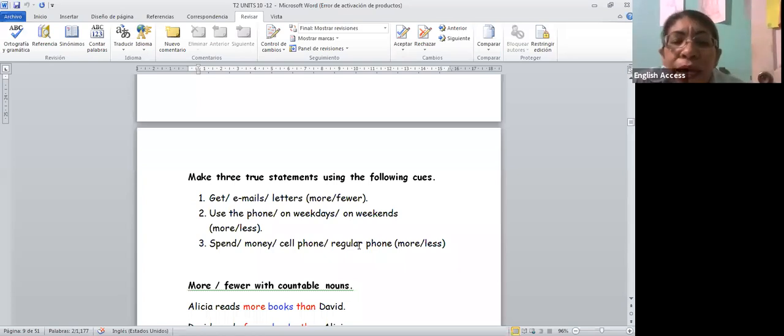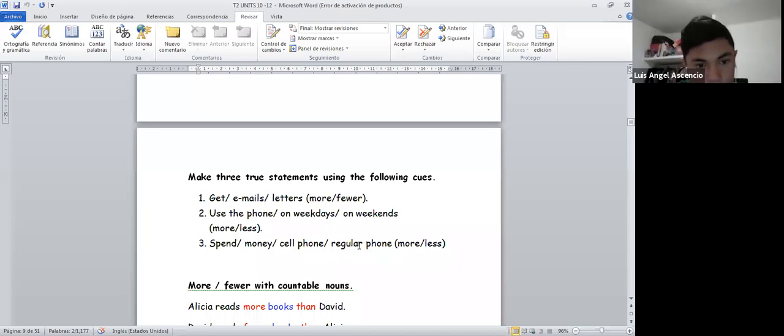Okay, here it says make 3 true statements using the following cues. So what I want you to do now is to write down 3 sentences using this information. For example, in number 1, you have get, emails, letters. Example, I can say, I get more emails than you. Or I get fewer letters than you. This is an example. Okay, in this case, I want you to use your notebook or a piece of paper and write down just 3 examples, please. Okay, teacher.